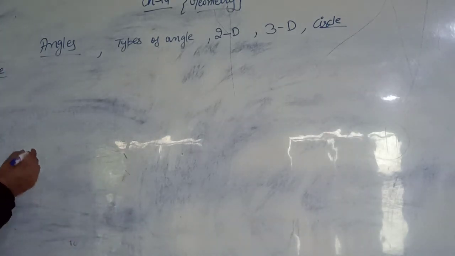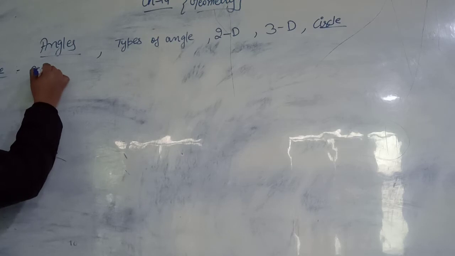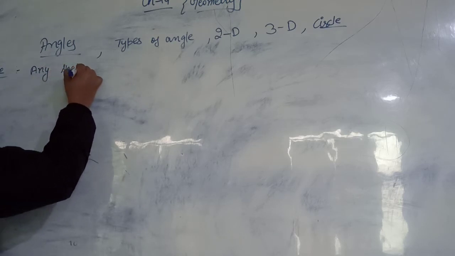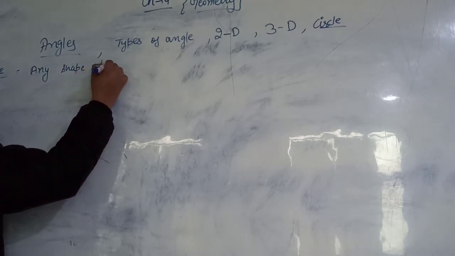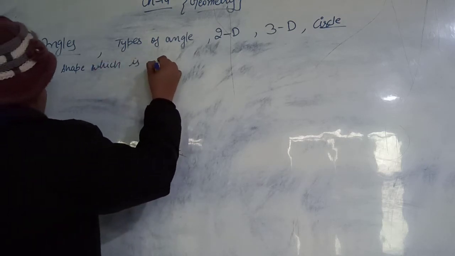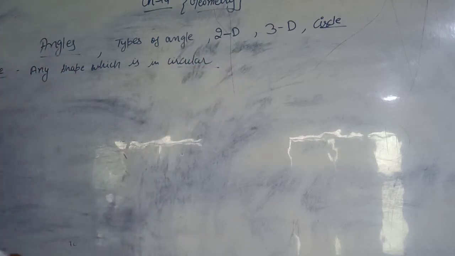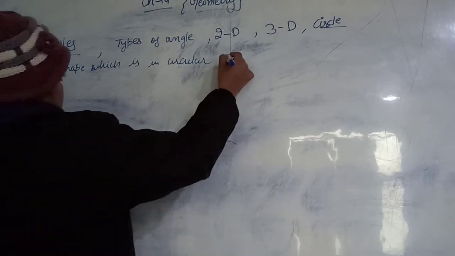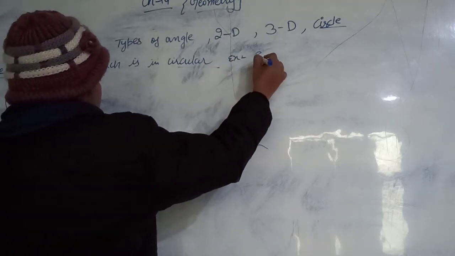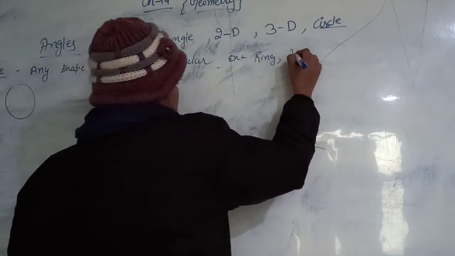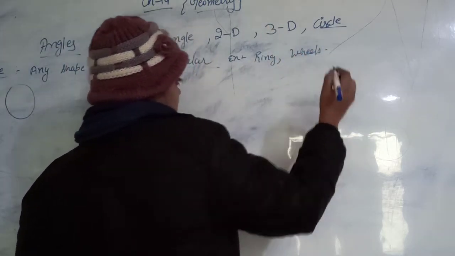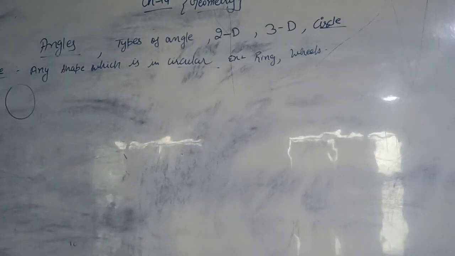And any shape which is in circular way. Circular means circle type, right? Like this. Best examples are ring, wheels and tire of your bike, car, cycle, scooty, any type of wheels. They are in the shape of circle, right?